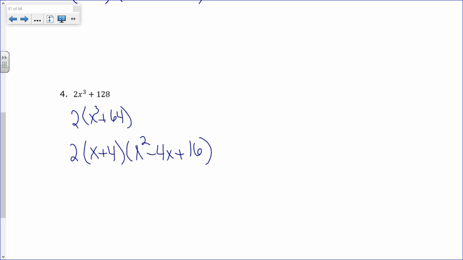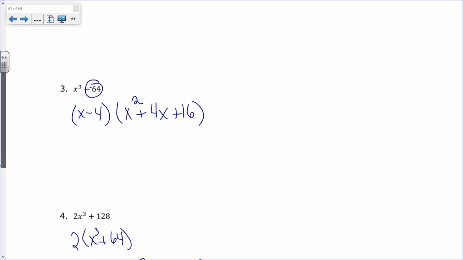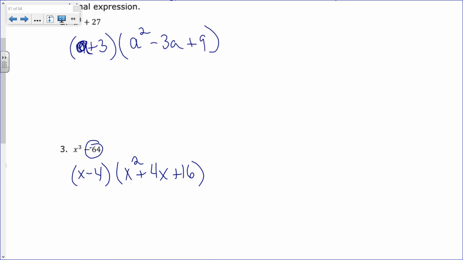And that's really all of the mastering factoring that we have for this unit. We will continue to work with factoring in the next unit and the unit following. So factoring is pretty huge. If you're struggling with the factoring, please come in and let me know.